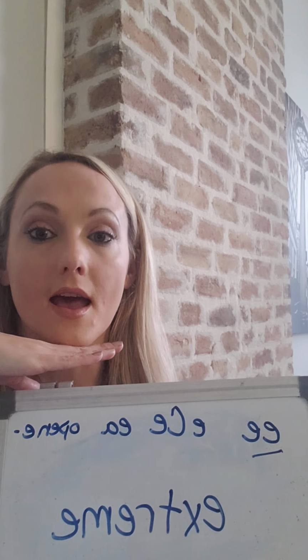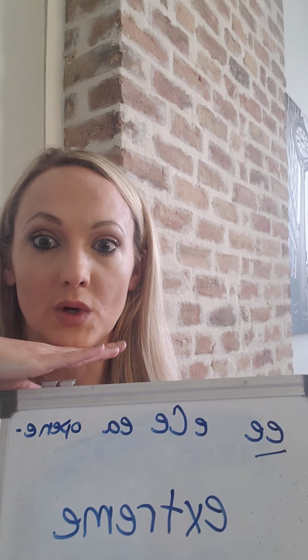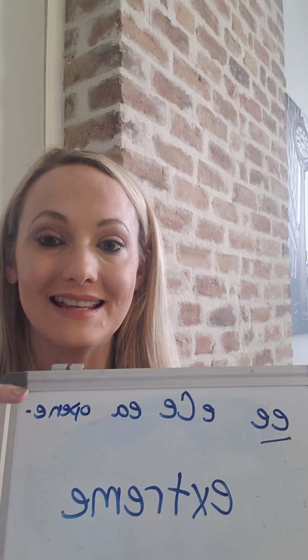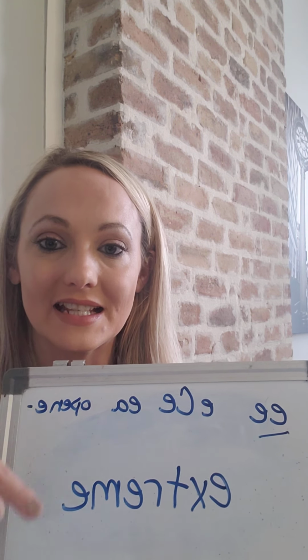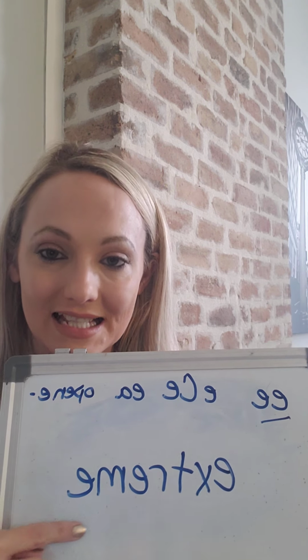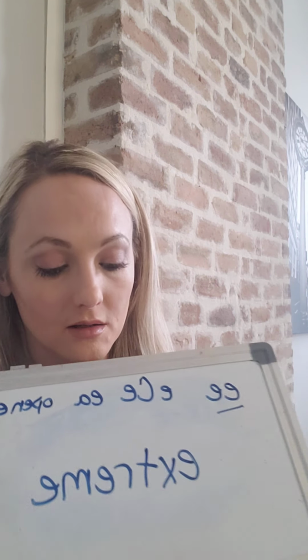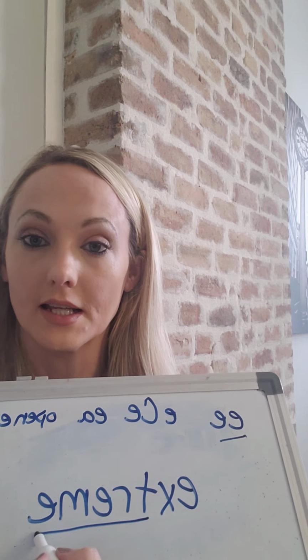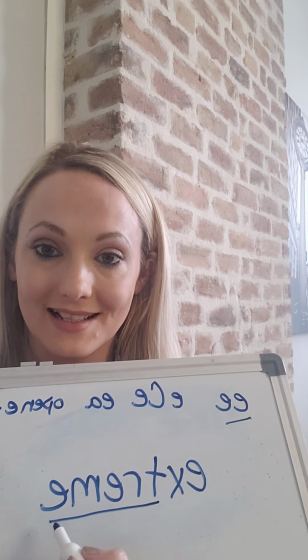Now I want you to say it with me. Put your hand under your chin. Extreme, extreme. We hear that long E after our chin hits our hand, so it's in the second syllable, okay? Extreme, our second syllable is where that E is accented.